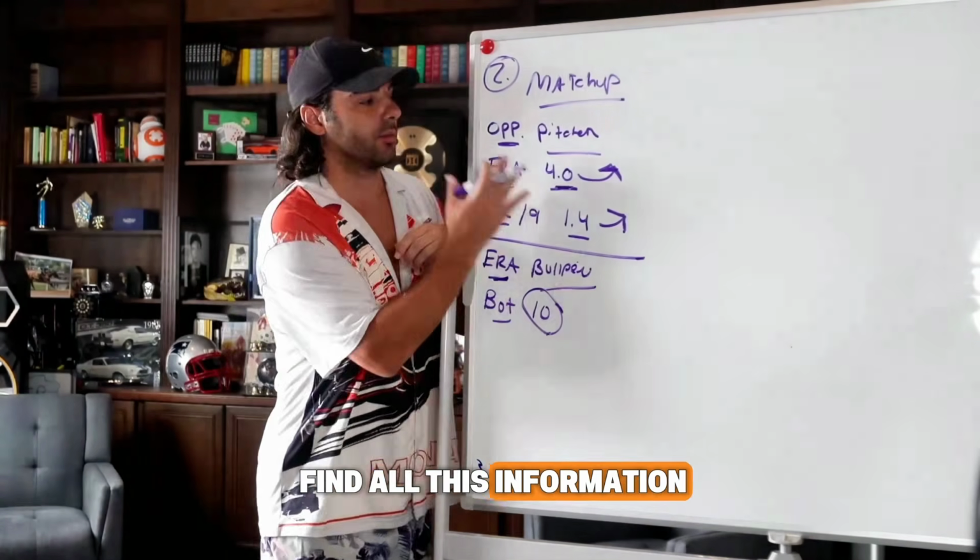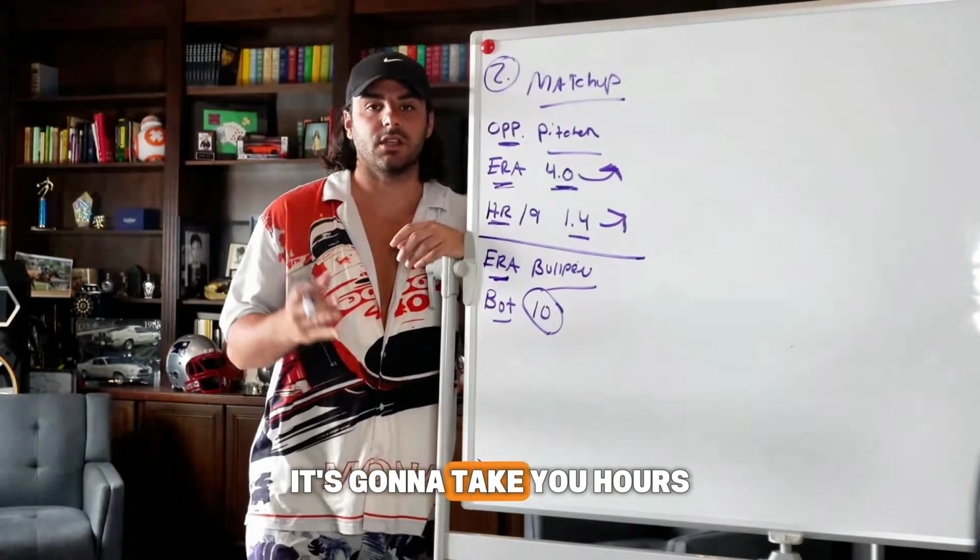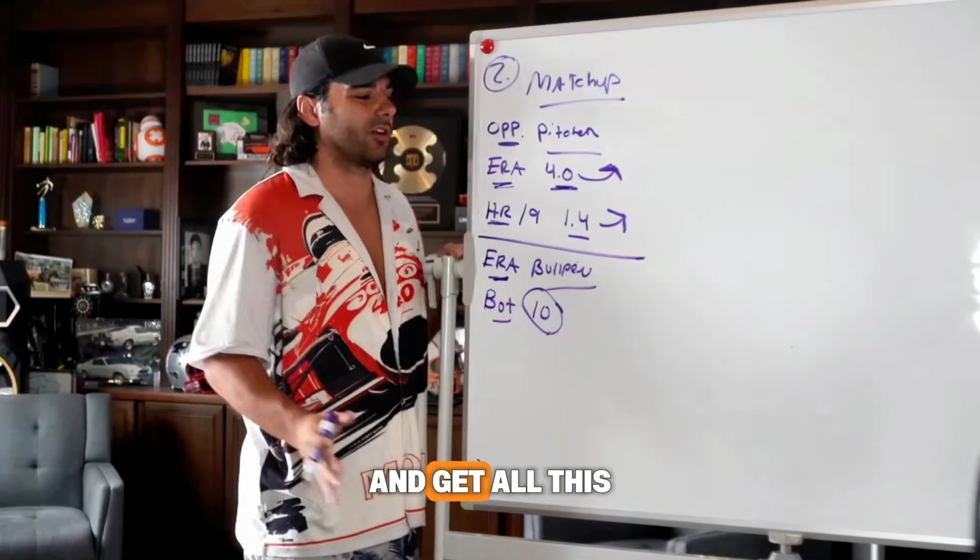Now again, you can find all this information on separate websites. It's going to take you hours, but you can use the Linemaker AI and get all this stuff within seconds.